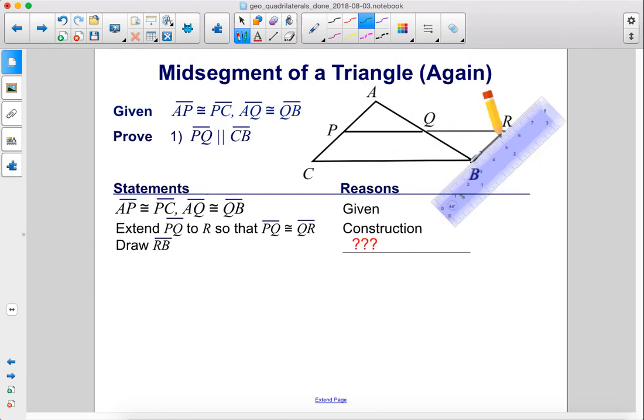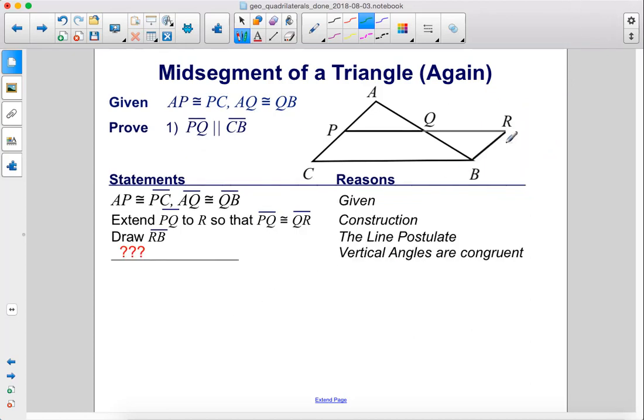Next, we're going to draw line RB between points R and B. And why can we do that? Well, because of the line postulate. Between any two points, you can draw a line. All right, so we've drawn RB here. So what step is missing here that would have the reason vertical angles are congruent? Where are there vertical angles here? Here and here. So this angle is congruent to this angle.